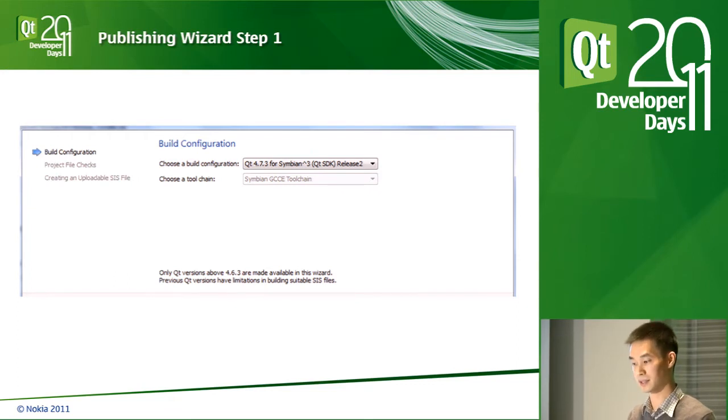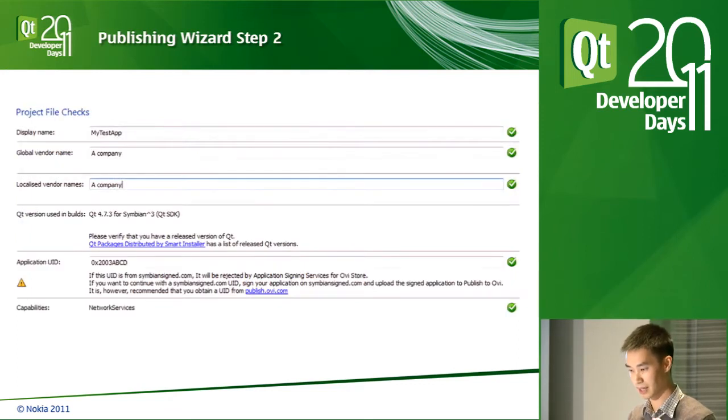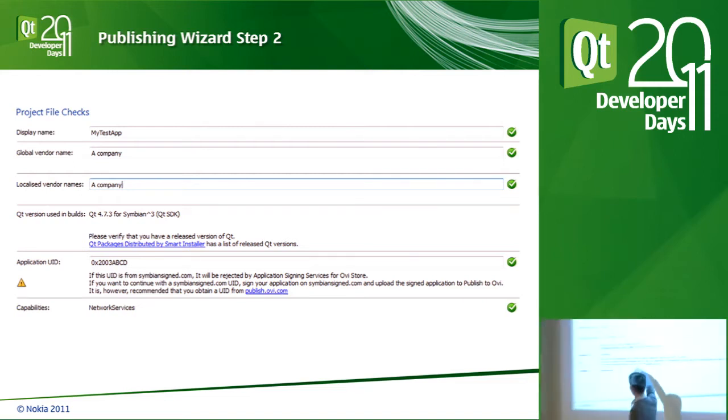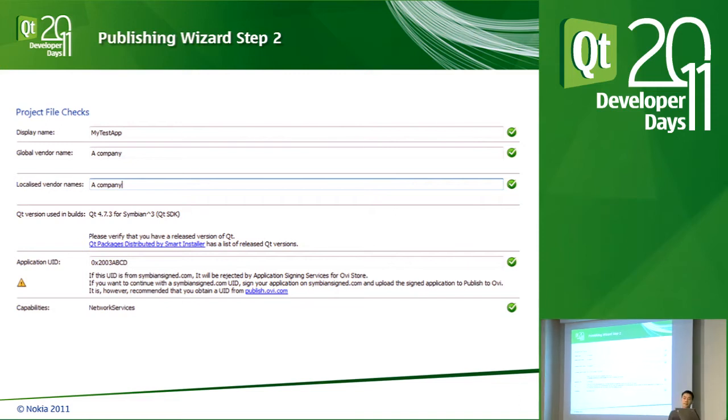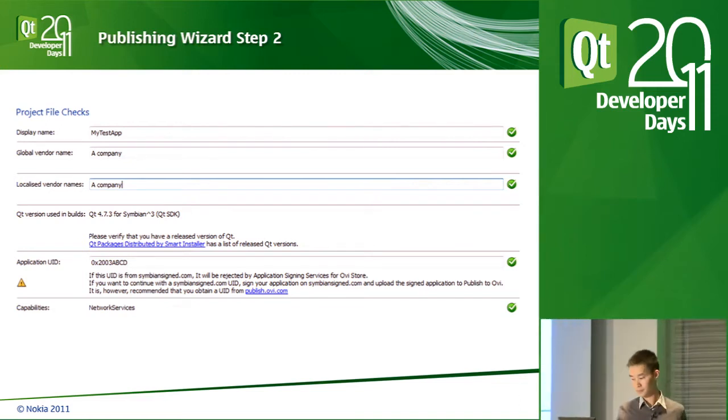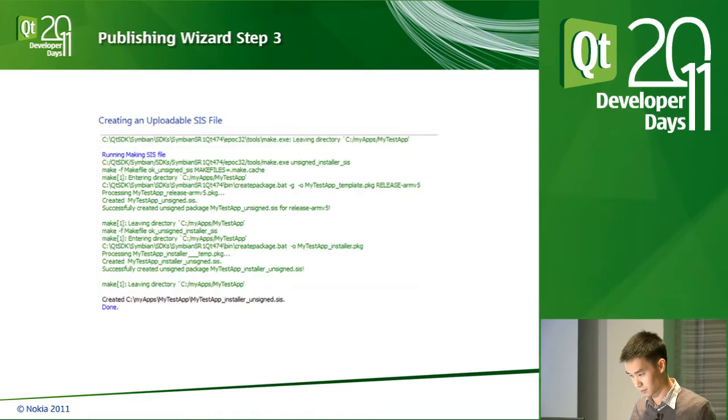All you're doing here is selecting the build configuration. Here you can also define the vendor names, as well as the UID. And then the last step is where Qt Creator does its thing.